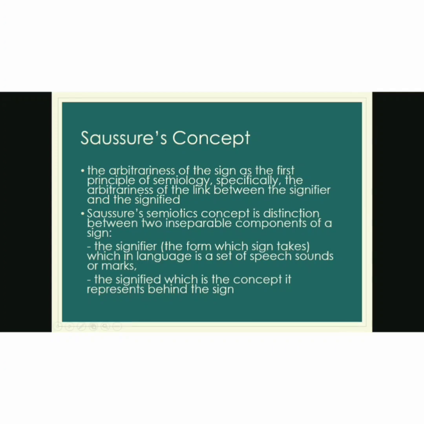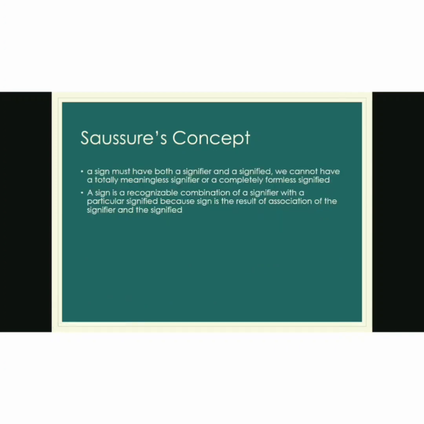And Saussure's semiotic concept is the distinction between two inseparable components of a sign: the signifier, the form which the sign takes, which in language is a set of speech sounds or marks. Then the signified, which is the concept it represents behind. Okay, next we are going to learn more about Saussure's concept. A sign must have both a signifier and a signified. We cannot have a totally meaningless signifier or a completely formless signified, right? And a sign is a recognizable combination of a signifier with a particular signified, because a sign is the result of the association of the signifier and the signified. Have you got it, guys?